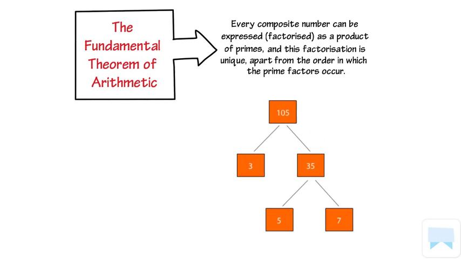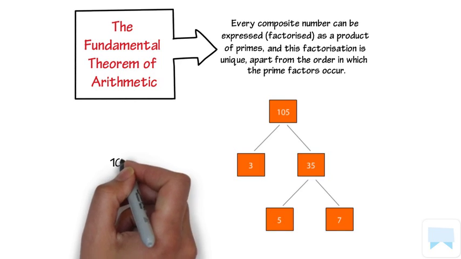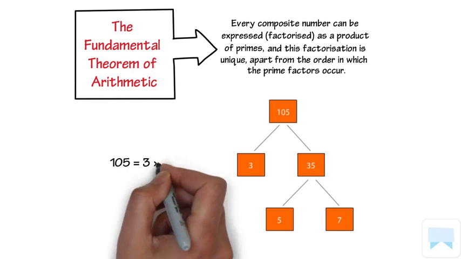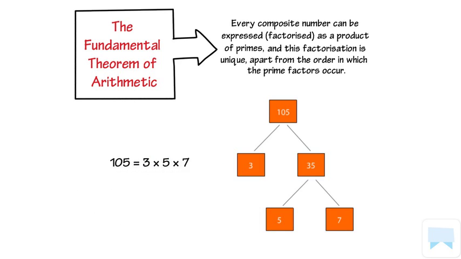Let's take a composite number 105 and factorize it using a factor tree. We divide 105 by 3 and get 35. Then we divide 35 by 5 and get 7. So, the number 105 can be expressed as 105 is equal to 3 multiplied by 5 multiplied by 7.